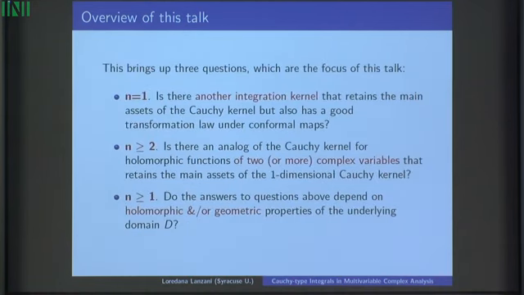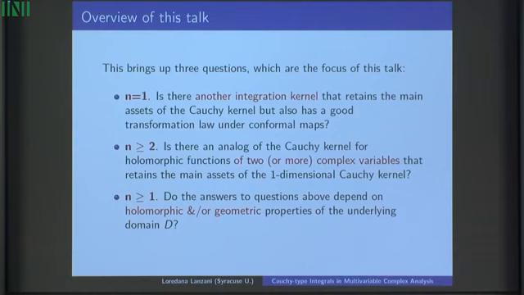OK. So this brings up three questions which are going to be the focus of this talk. And as you can see, the first question is actually in one variable. Is there another integration kernel that retains what I called the main assets of the Cauchy kernel, but in addition has a good transformation law under conformal maps? That's question one.